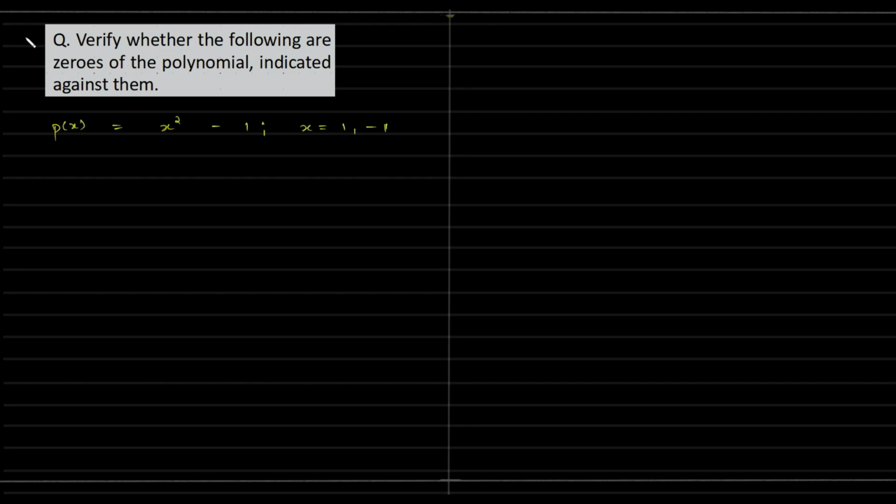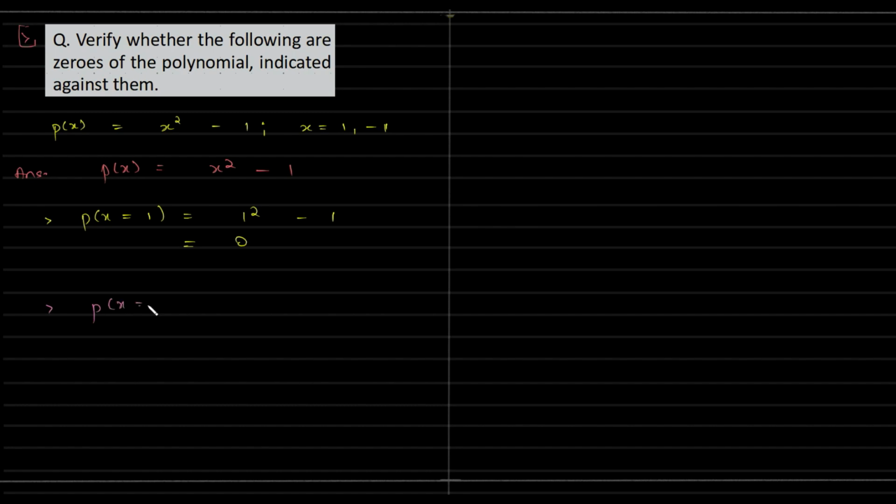Verify whether the following are 0 of the polynomial indicated against them. So we have p of x, which is equal to x square minus 1. It's in a standard form, and the negative 1 is not with the variable, so nothing to worry over here. All we have to do is put x is equal to 1. So 1 square minus 1, which is nothing but 0. So this is 0 of the polynomial, because 1 square minus 1 is 0 itself, right?